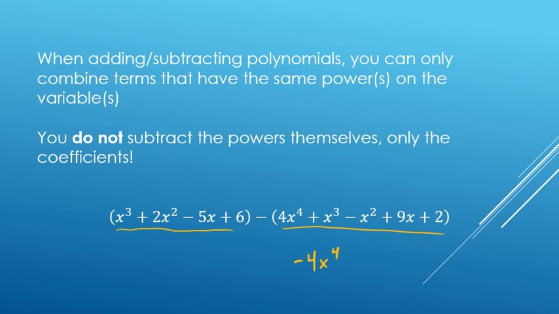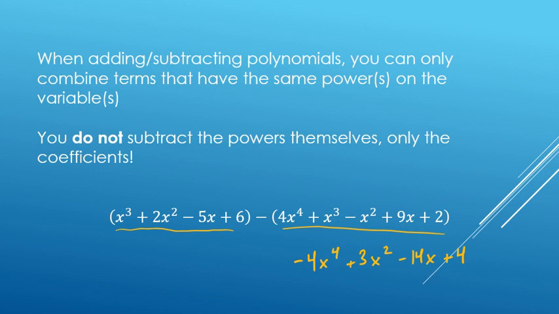Now I have an x cubed here, and then when this minus sign gets multiplied in, we're going to have a minus x cubed. So x cubed minus x cubed, they cancel each other out. Those things are gone. I have a 2x squared and then minus a minus x squared. So that's 2x squared plus x squared, or plus 3x squared. I'm going to have a negative 5x minus a positive 9x. So negative 5x minus 9x is minus 14x. And then 6 minus the positive 2 gives me a plus 4.